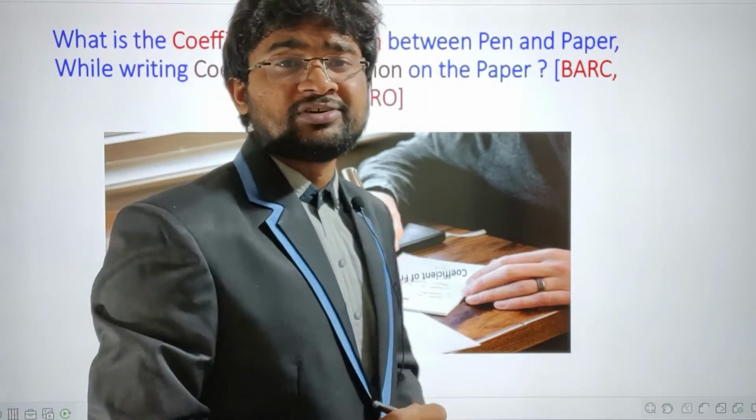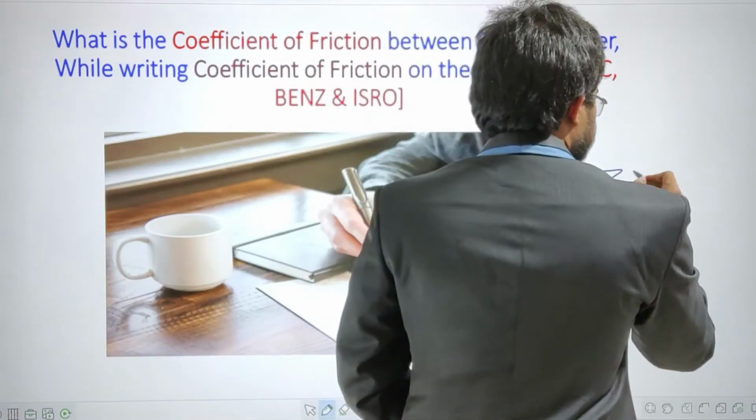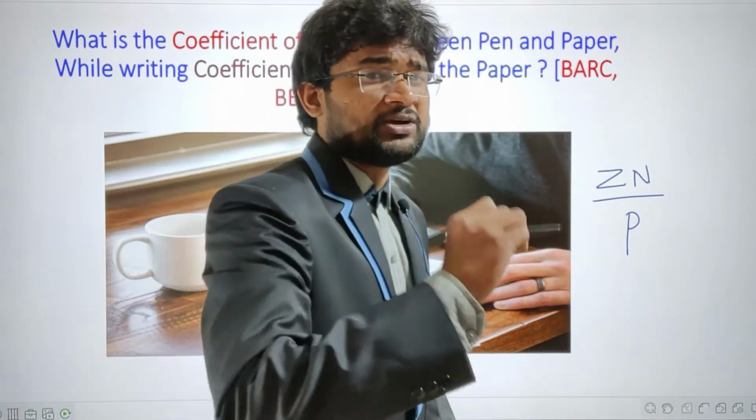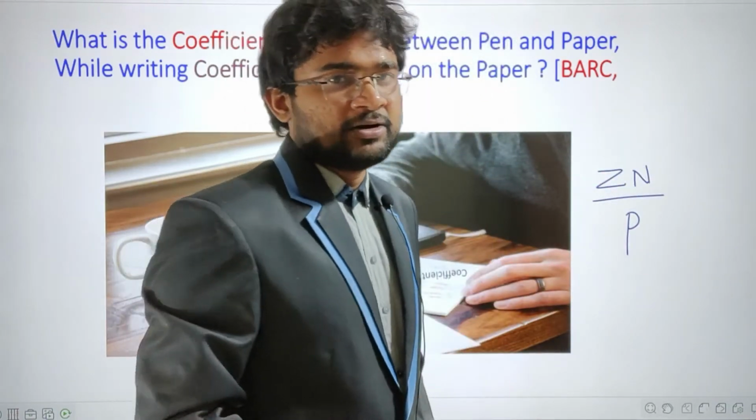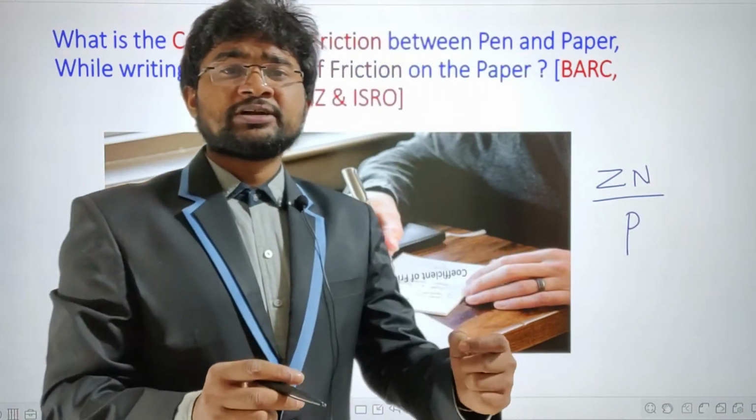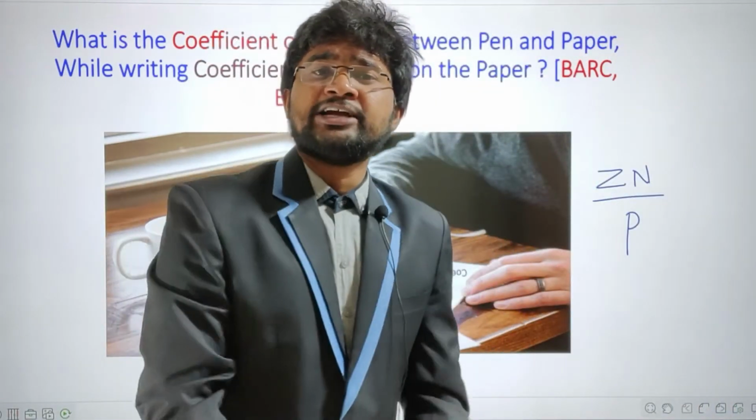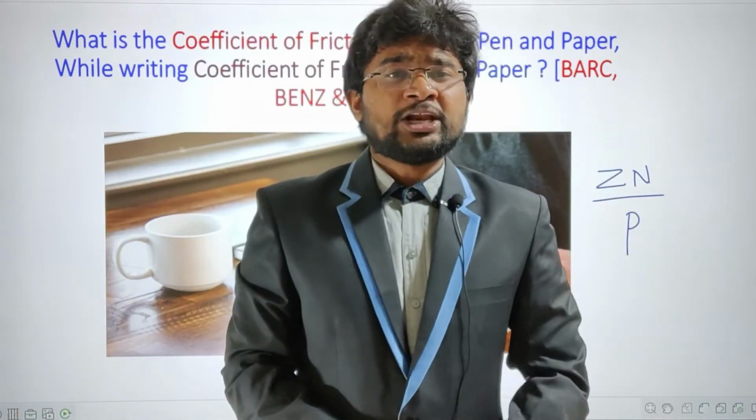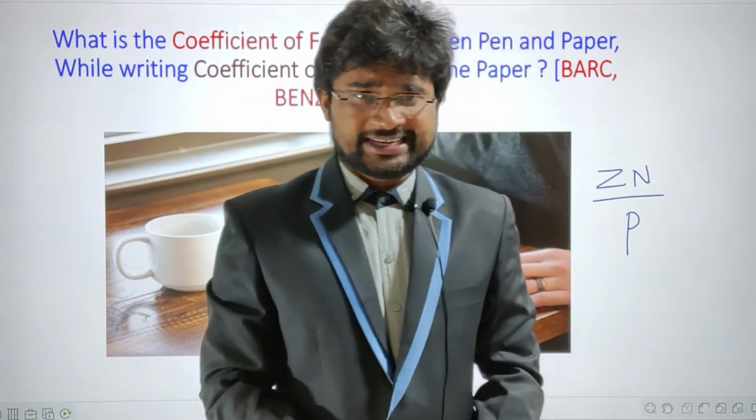The coefficient of friction value will definitely depend on the characteristic number, that is ZN by P. Here Z is dynamic viscosity, N is speed, P is pressure applied. Okay, you can call it the characteristic number. The coefficient of friction will definitely depend on these parameters, but I don't know those values. That is why I am not in a position to calculate the magnitude of the coefficient of friction in this particular case.